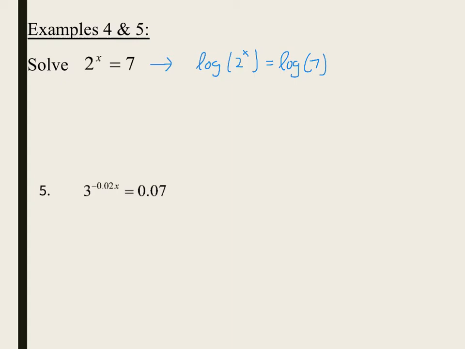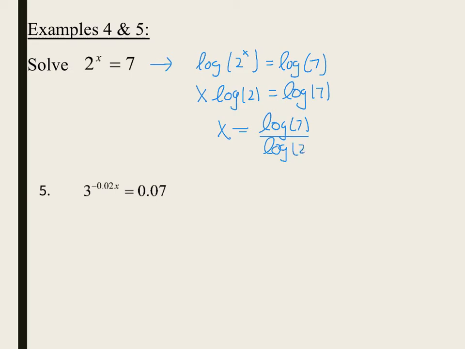Now what we do is we use the power rule, in this case x log 2 is equal to log 7. So x is equal to log 7 divided by log 2. And of course we can get on our calculator the exact number for this particular problem. And I think it's about 2.8 something, 2.807.